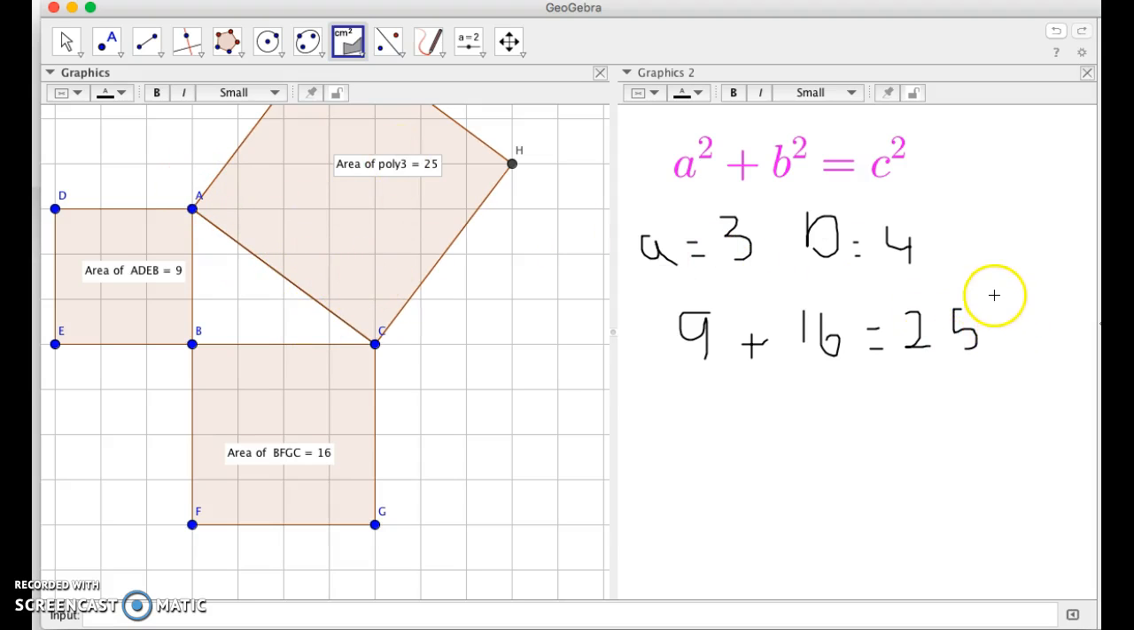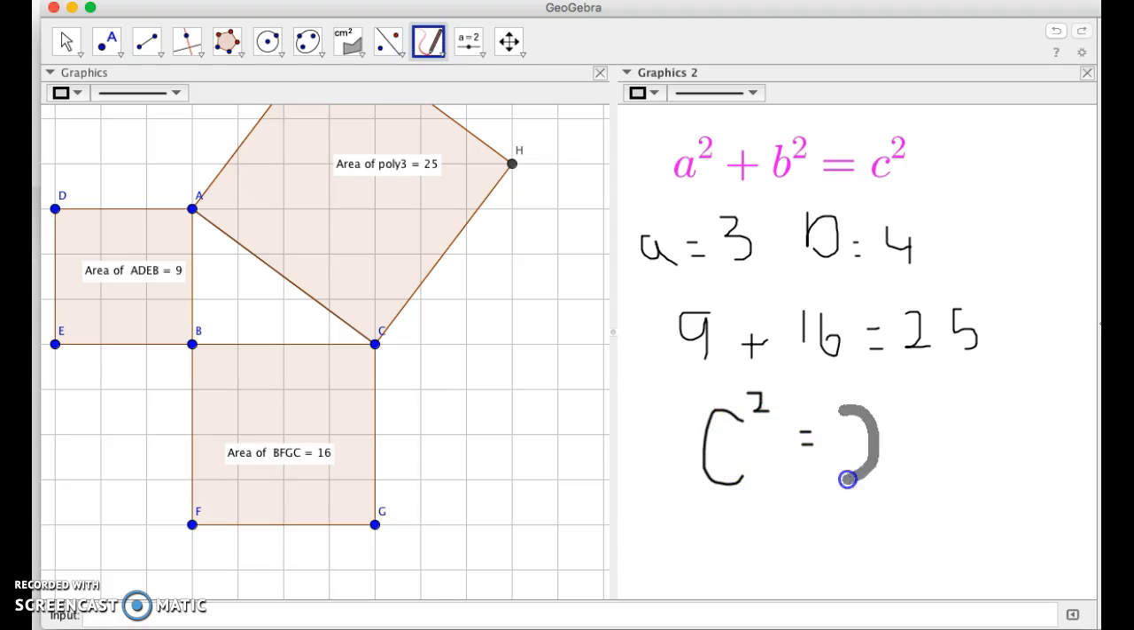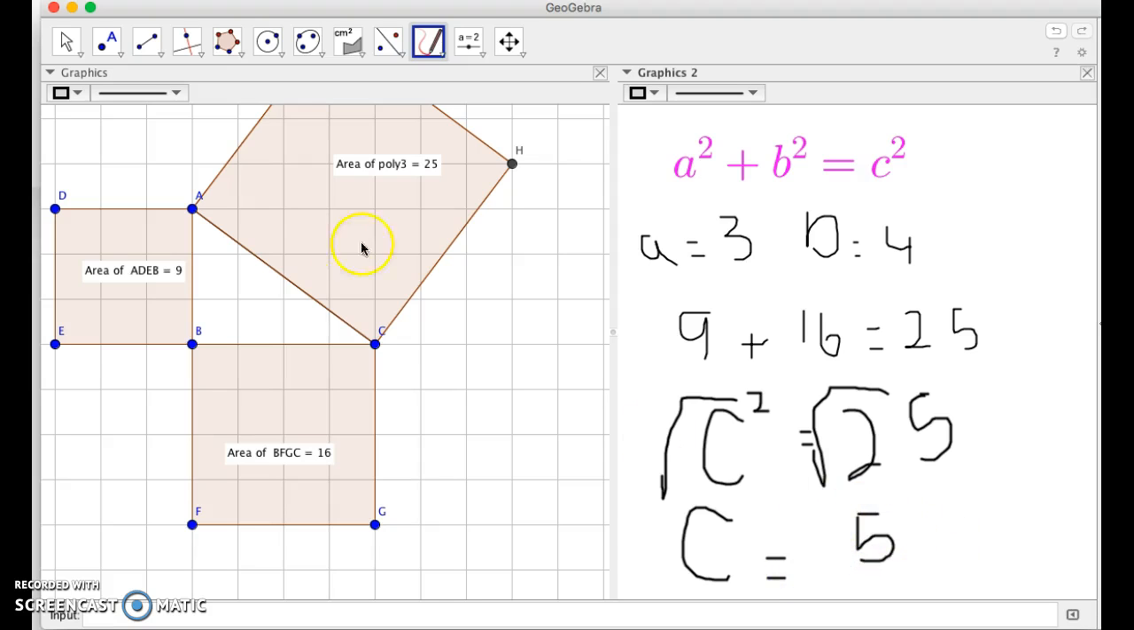Okay, now if we want to find the length of C, the length of the hypotenuse, segment AC, we know that C squared equals 25. And if I take the square root of both sides, then C would equal 5. Okay? So the length of the hypotenuse is 5 units.